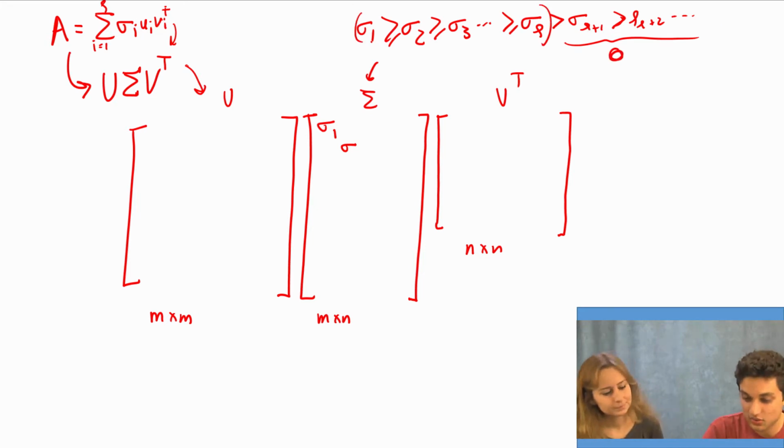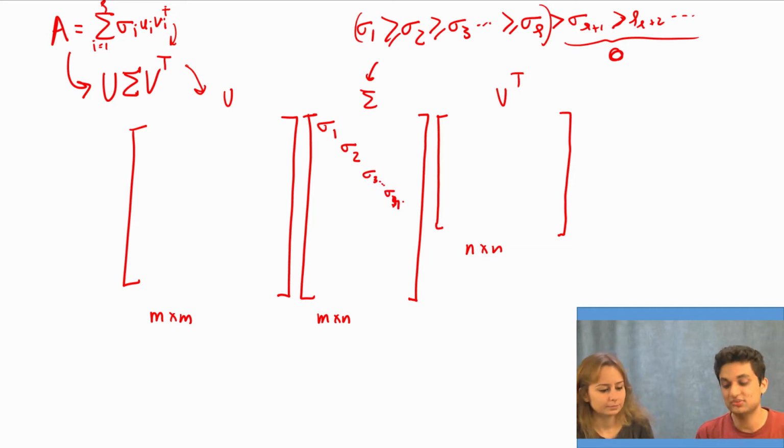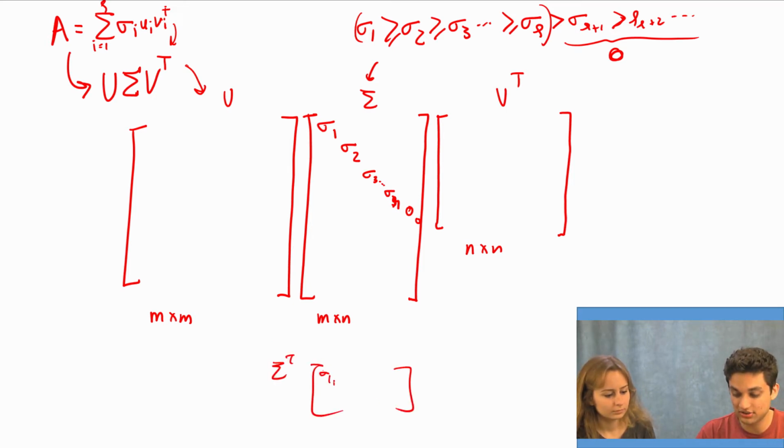So here's sigma 1, sigma 2, sigma 3, dot, dot, dot, sigma r. This part tends to confuse people, but after we have the rank of the matrix, we're just going to pad the rest with zeros. If you look at the transpose, sigma transpose, it'll still be sigma 1, sigma 2, dot, dot, sigma r, and then pad with zeros, and everything else will be a 0. Perfect.